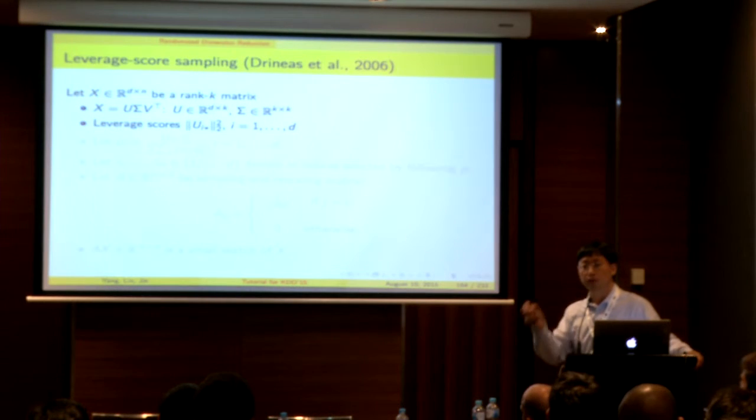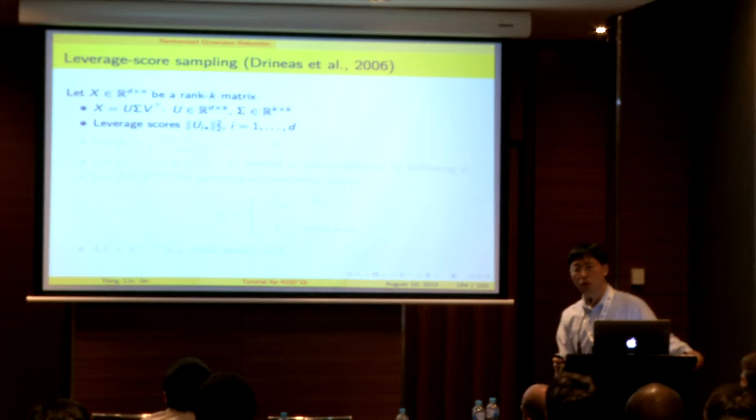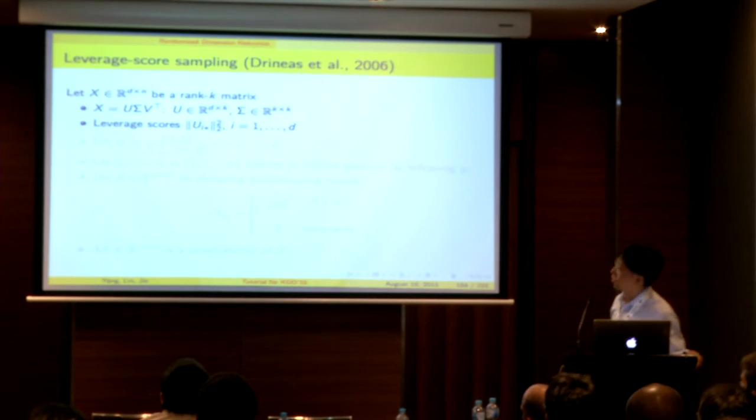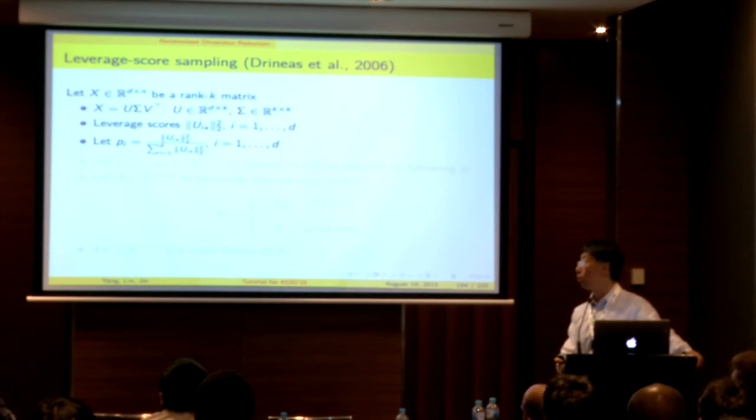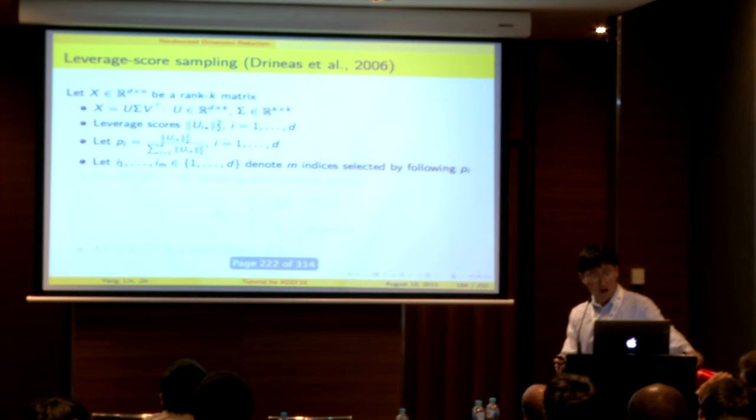For the first row, you compute the Euclidean norm square. That is the leverage score for the first row. You can do this for all the rows, right? And then you can define a probability distribution. You define probabilities for all the rows, which is the corresponding leverage score divided by the summation of the leverage scores. And then based on this probability distribution, you can define a sampling matrix.